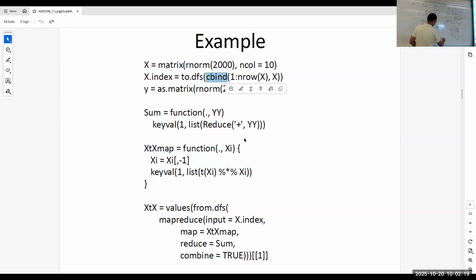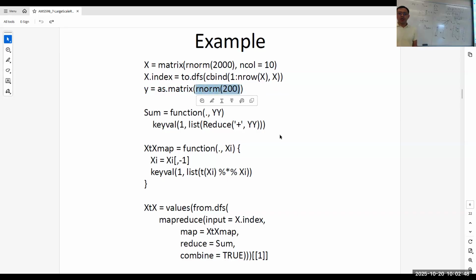so this is the x matrix, 200 by 1. This is my x. I put in an index, 1, 2, up to 200, to combine with x, and then send it to the distributed file system, to DFS. And then I generate a y vector, which is also random, a 200 by 1 matrix.